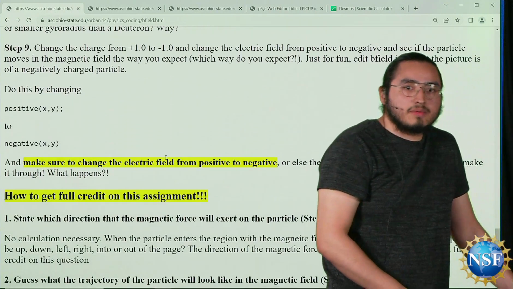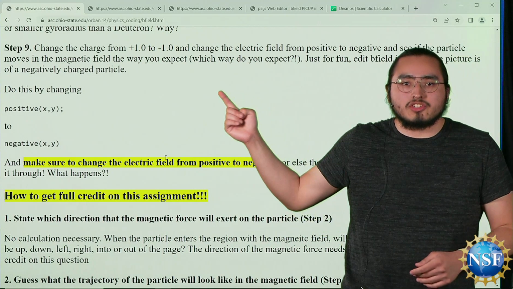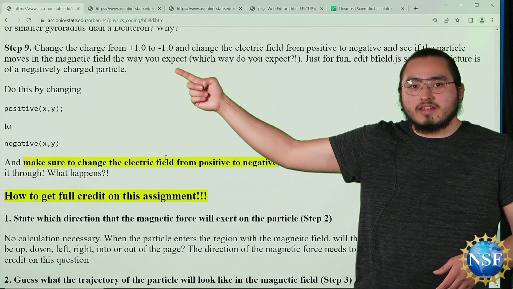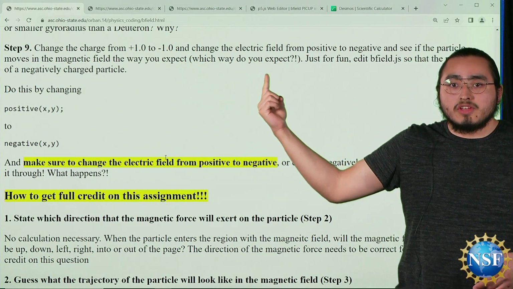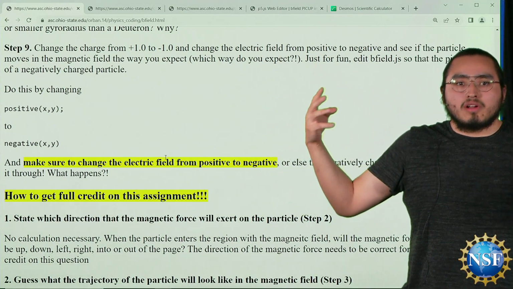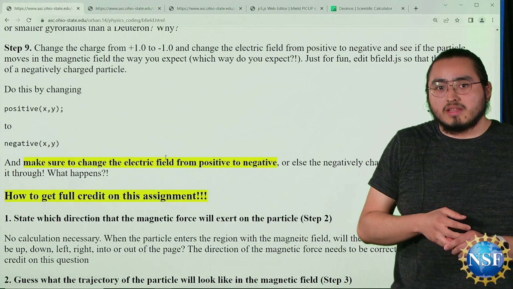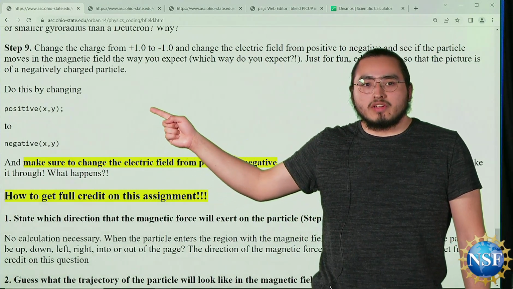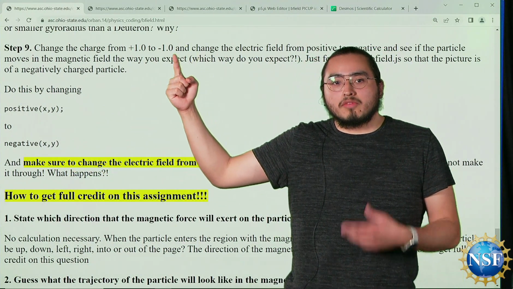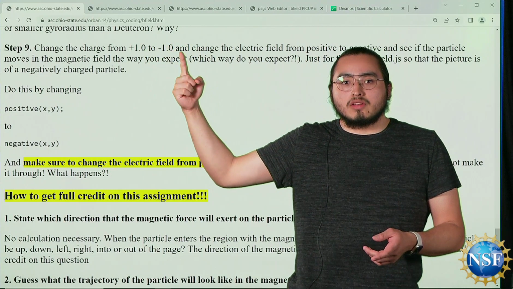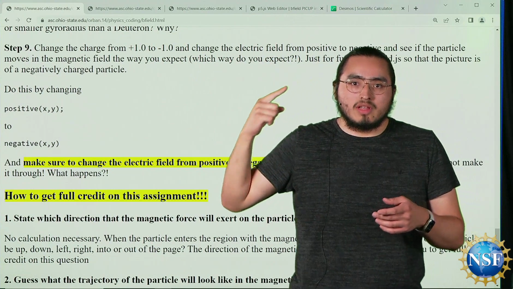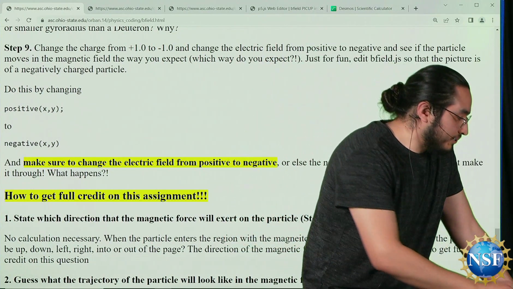For this next step, we're going to change the charge of our particle from positive to negative, and we're also going to change the electric field from positive to negative, just to see if the particle moves in the way that we would expect. Make sure to change these functions to represent positive to negative. Then as well, our variable q, make sure it goes from 1 to negative 1, and for the defined electric field we switch it from positive to negative 1, and we can see what happens.